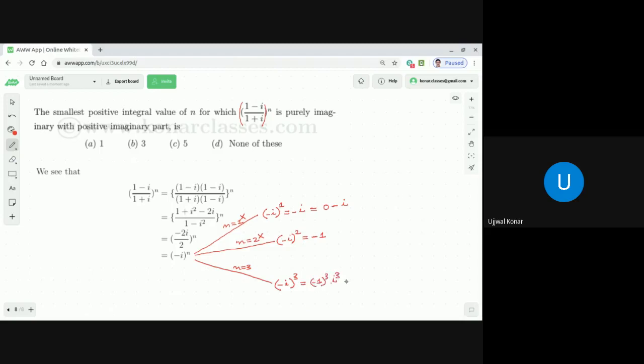Correct? Minus 1 power 3 is what? Minus 1. And i power 3, if you recall, dear students, today only we discussed, that is equal to minus i. So minus 1 into minus i, that is equal to i. And what is i? i is a purely imaginary number with positive imaginary part. So that we can write is equal to 0 plus i. So what we can say is that the correct answer to this question is option B.